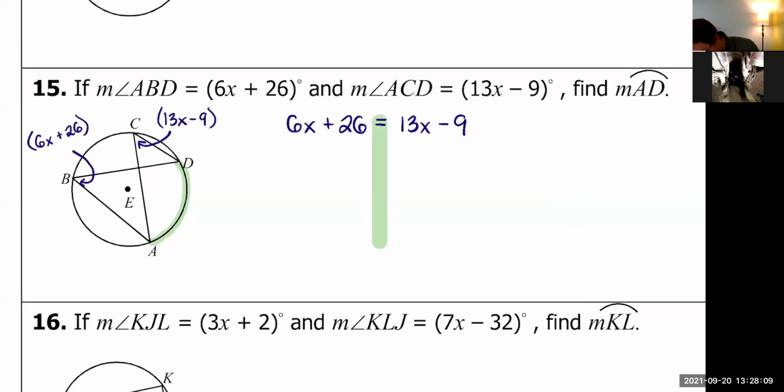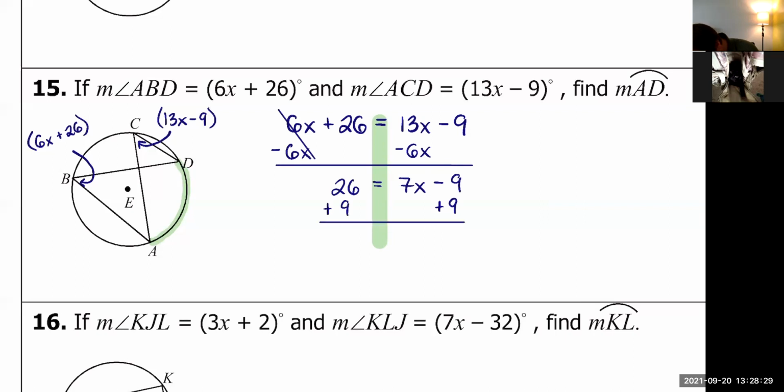Variables on both sides, so I'm going to move one of those by subtracting 6x from both sides. I get 26 equals 7x minus 9. Add 9 to both sides. Would that be 35 equals 7x? Divide both sides by 7, x equals 5.